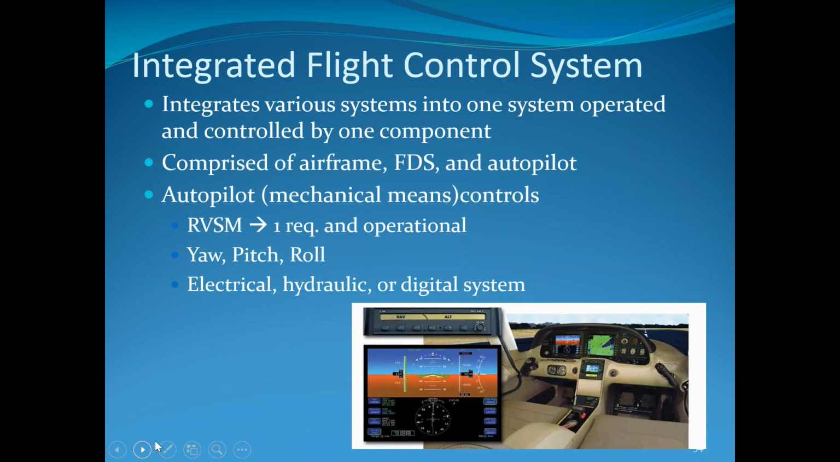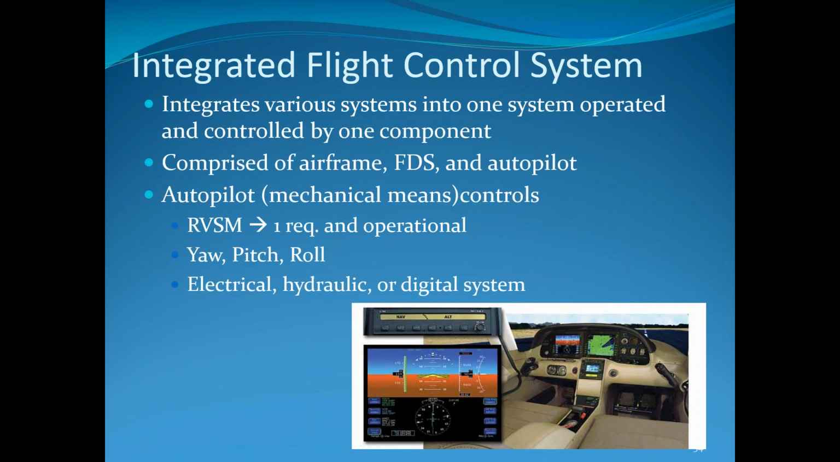Integrated Flight Control System integrates various systems into one system operated and controlled by one component comprised of the airframe, the flight director system, and the autopilot. The autopilot controls the RVSM. One is required and operational, but it monitors the yaw, the pitch, the roll, and the electrical, hydraulic, and digital systems.